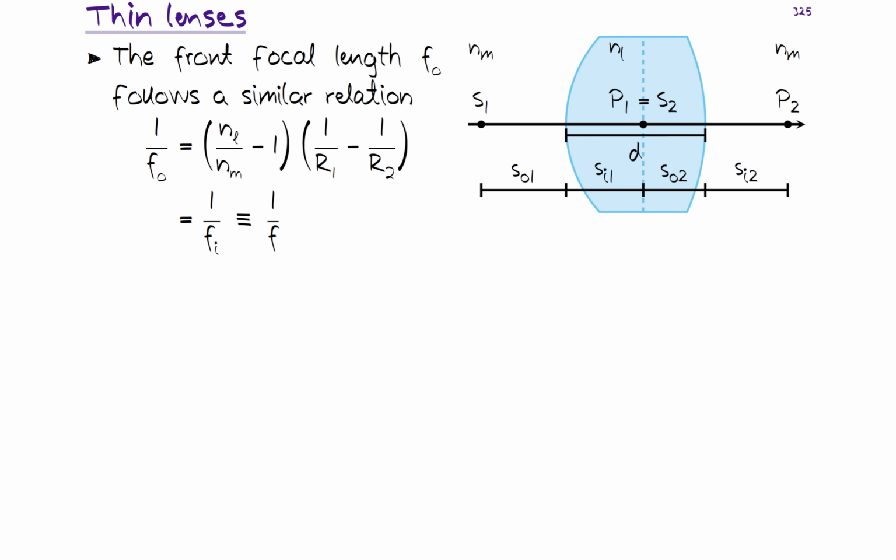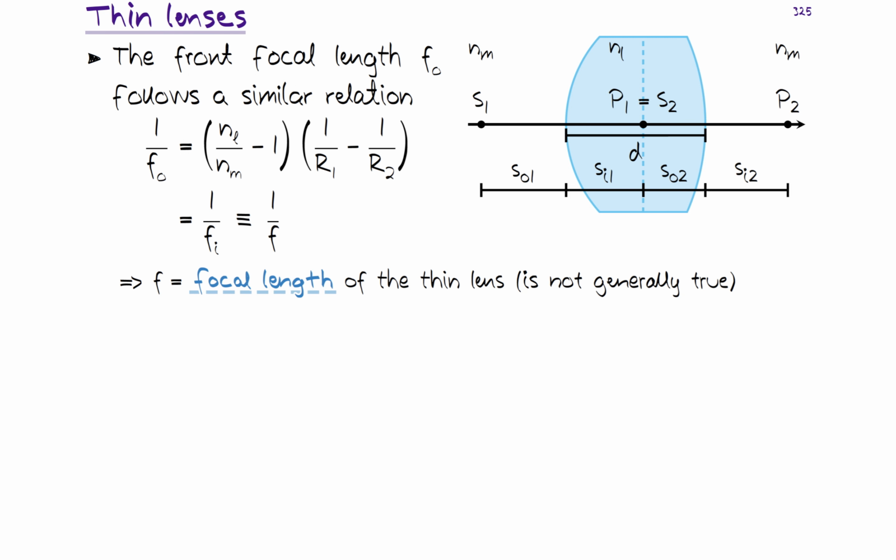Now we can compare both of the equations we just derived, and we see that for the case of a thin lens, and this is of course different from the case of a single spherical interface, the front focal length and the back focal length are actually the same. And we can just write that the focal length of my thin lens is F. So this is what we see here at the end of this derivation. And this of course is not generally true for all kinds of arbitrary lenses. This applies to thin lenses, but if you don't have a thin lens anymore, then this won't be true anymore.